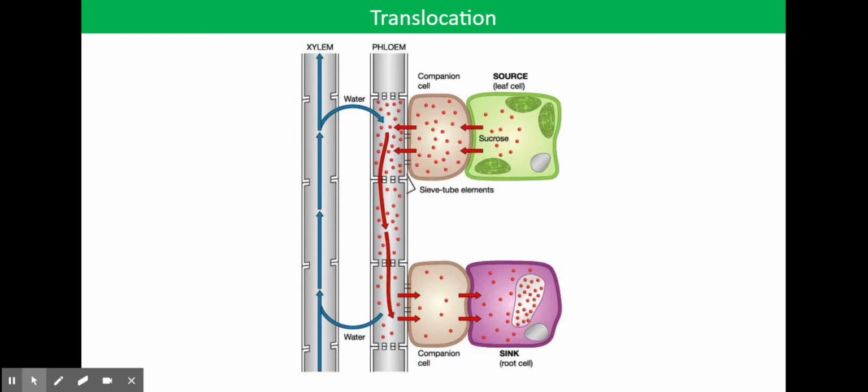A part of the plant that loads assimilates into phloem sieve tubes is called a source. A part of the plant that removes assimilates from the phloem sieve tubes is called a sink.